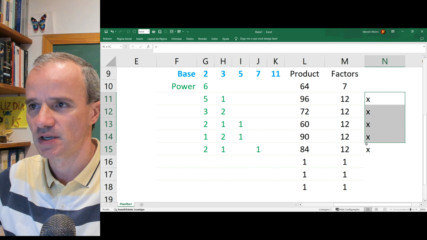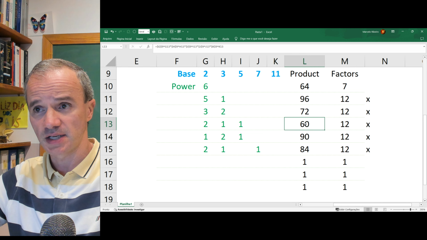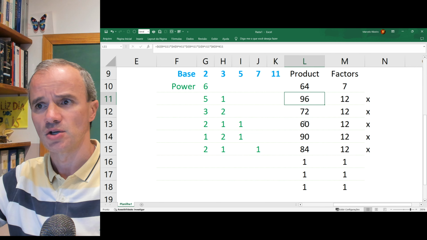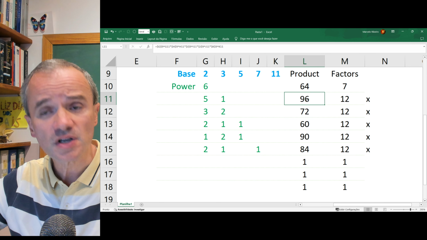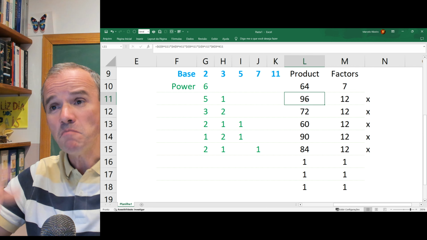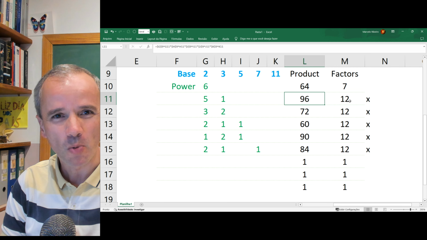So I have 5 options here. I have the numbers 60, 72, 84, 90, and 96. So those are going to be the 5 numbers which are the ones that have the most amount of factors below 100. Well, I hope you have enjoyed.